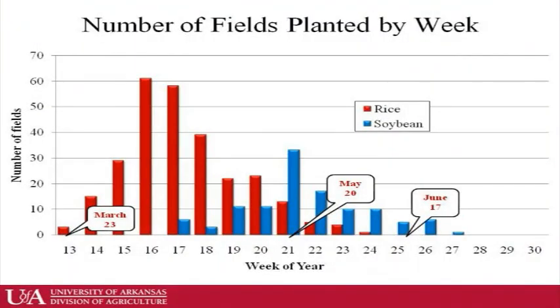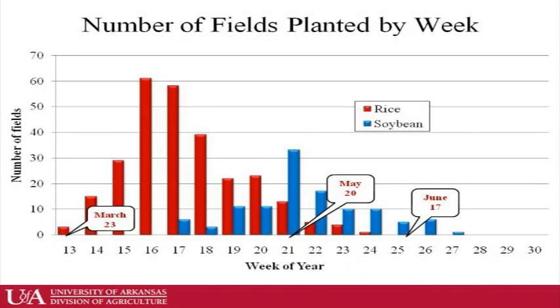This graph shows the number of fields planted by week since 1983. The soybean is in blue bars and the rice is in red bars. The soybean only includes soybean fields that were in rice fields the previous year. So I've sorted out soybean to the point where I can assume it's in a soybean rice rotation. We did this by week of the year. I know this is a little confusing. So week 13 is about the week of March 23rd. Week 21 is about May 20th, and week 25 is about June 17th.